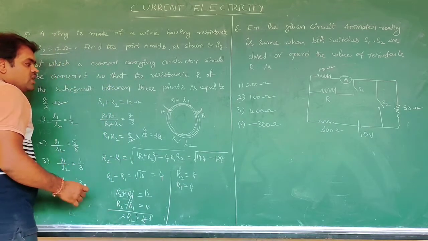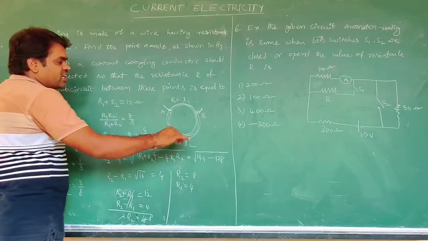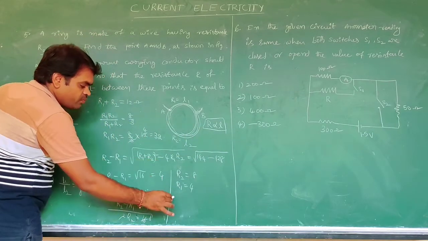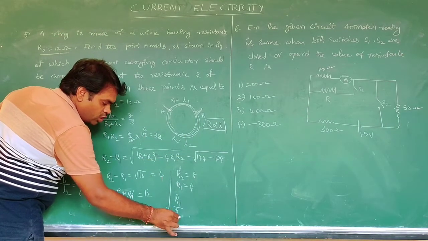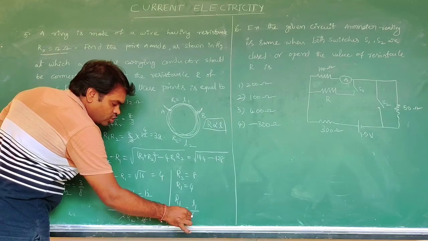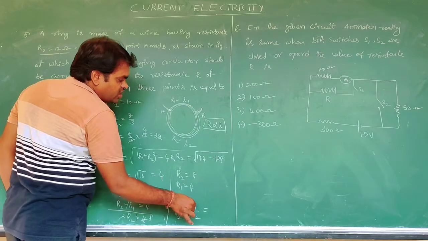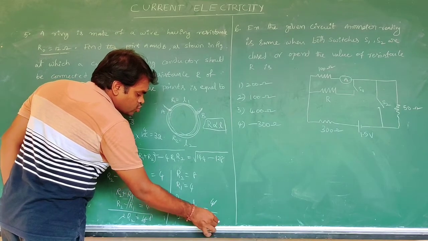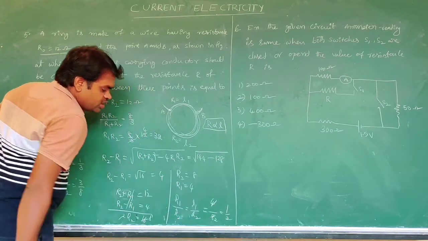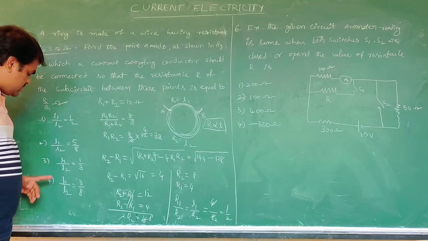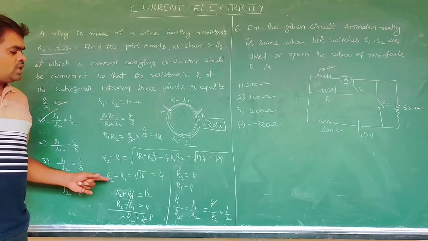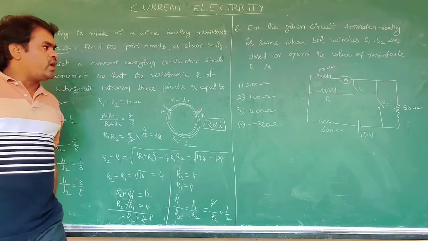We know the resistance of the conductor is directly proportional to length. By using this formula, R1 by R2 is equal to L1 by L2. That is L1 by L2 is 4 by 8, that is 1 by 2. That is L1 by L2 is 1 by 2. Now we are going to the sixth one.